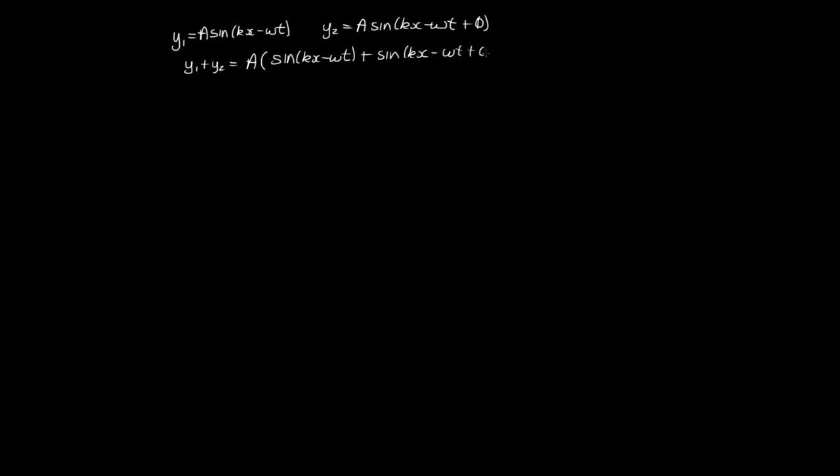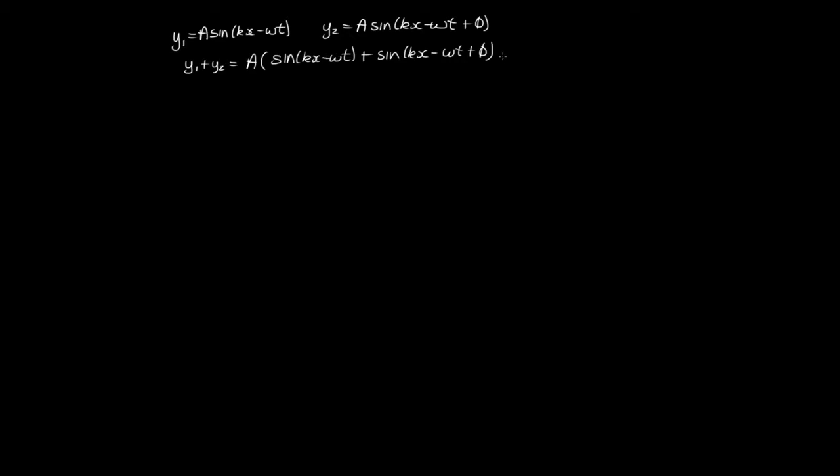Okay, so we're going to add together y1 is equal to A sin(kx - ωt) and y2 equals A sin(kx - ωt + φ). And so when we do that, we'll have y1 + y2 is equal to A. We'll take A out as a common factor. It stands for the amplitude. And then we've got sin(kx - ωt) + sin(kx - ωt + φ).